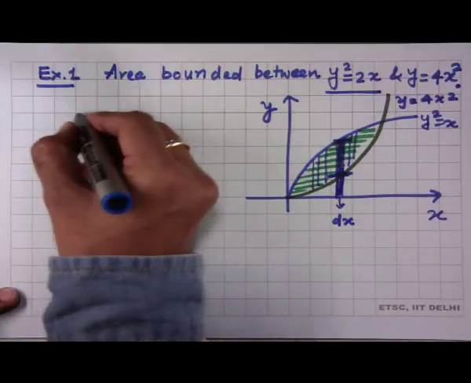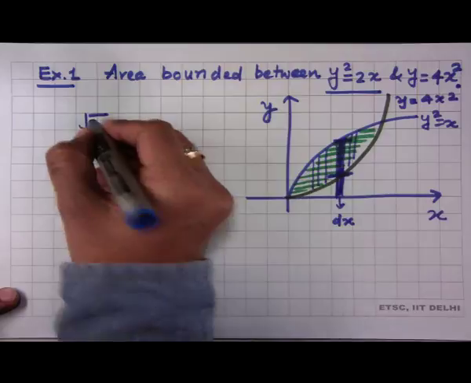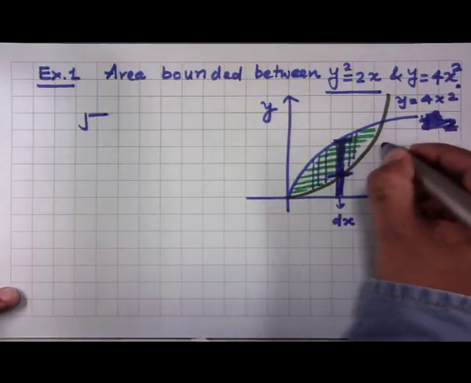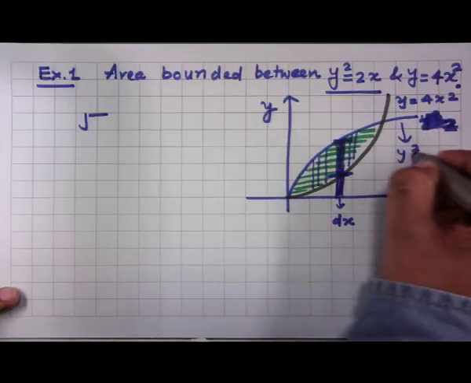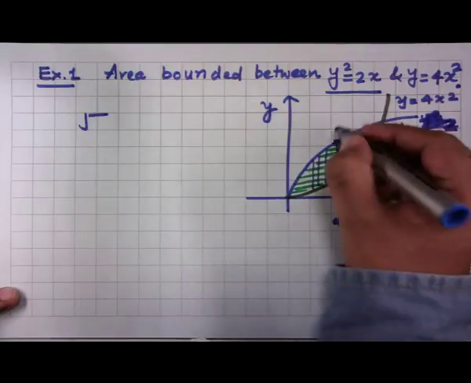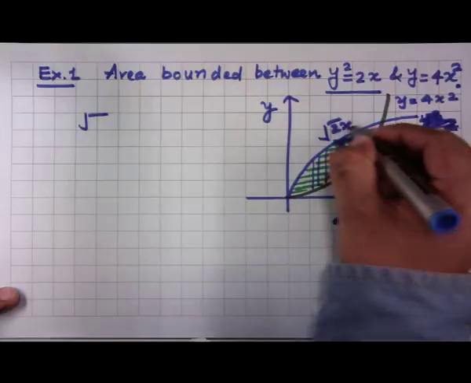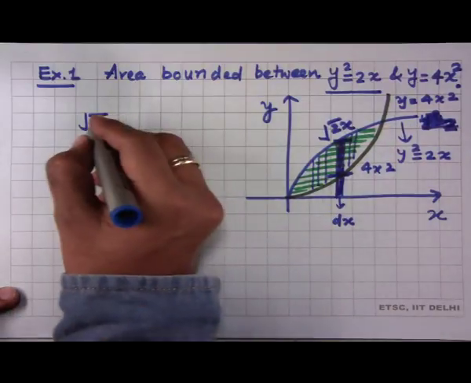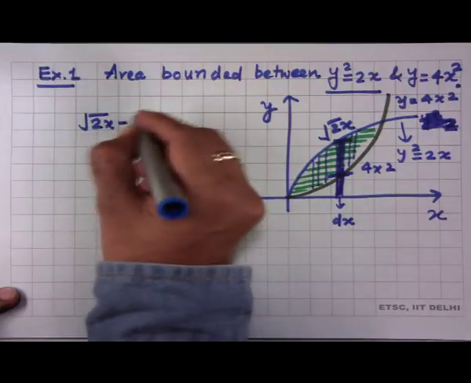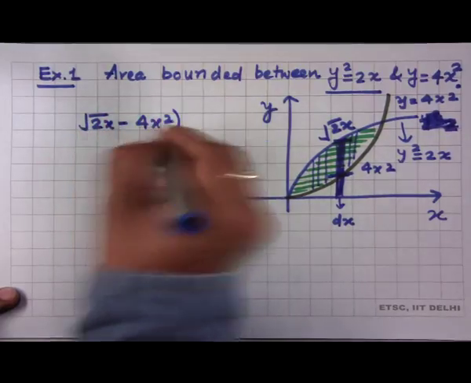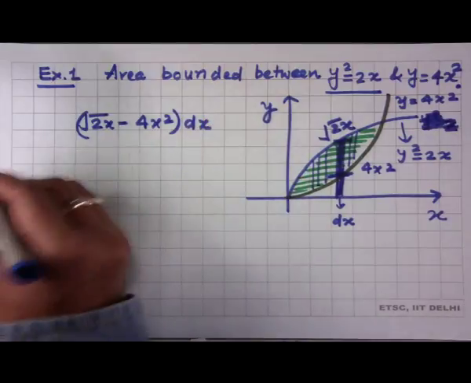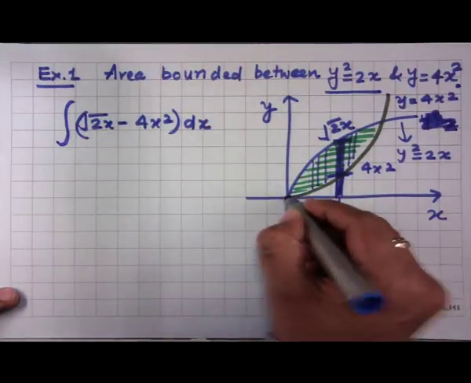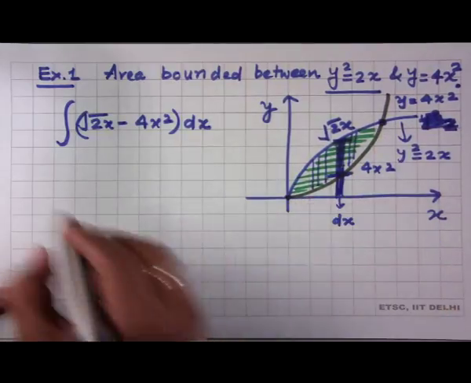So, root 2x, y square, this is y square equals to 2x. So, this is actually root 2x and this is 4x square. So, elementary area will be root 2x minus 4x square into dx. To find out this integral, we need to find out the point of intersection of both parabolas.